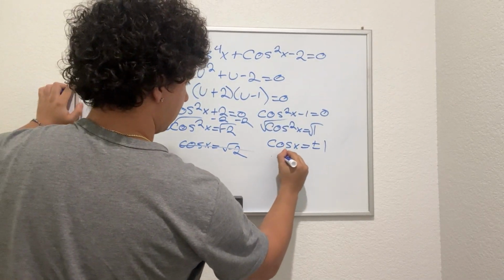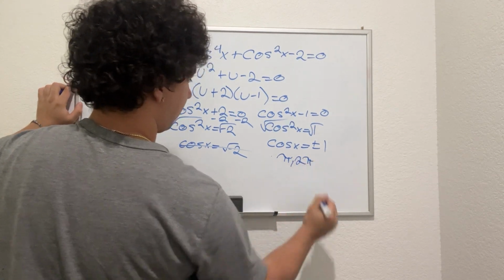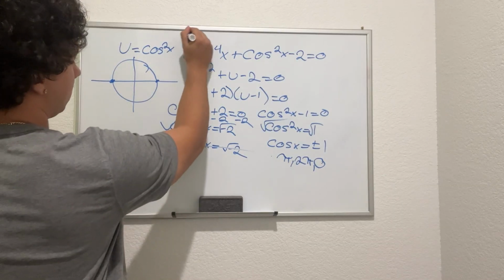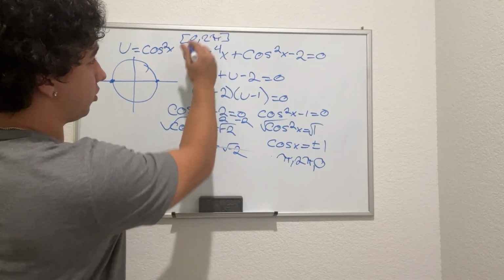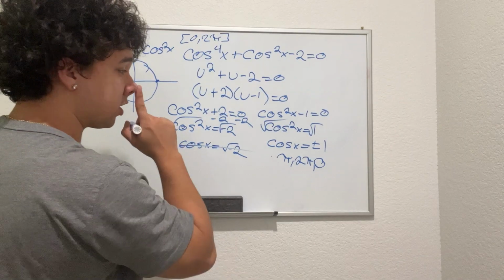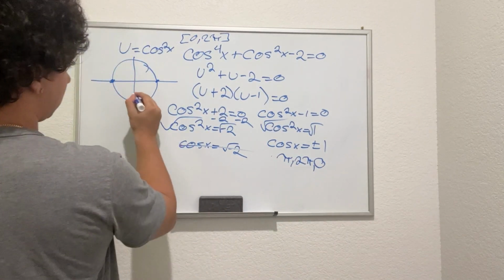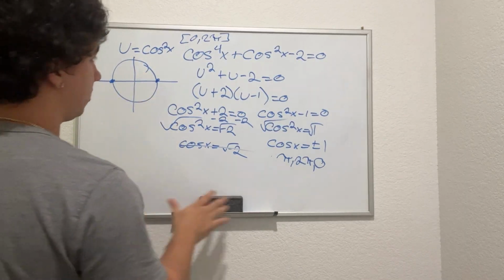pi and 2 pi. And 0 as well, because the interval between 0 and 2 pi was a closed interval, which means that both of these values are also included. So the answer in that case is going to be pi, 2 pi, and 0, because those are all within this realm.